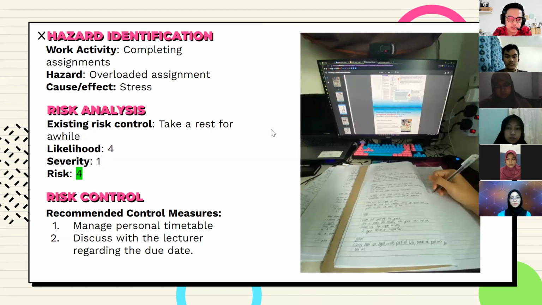The likelihood is 4, severity is 1, so the risk is 4, which is marked as low. Based on the risk control conducted, the recommended control measures are to manage the personal timetable and discuss with the lecturer regarding the due date, whether it has to be extended or whether it can be negotiable. Next slide.